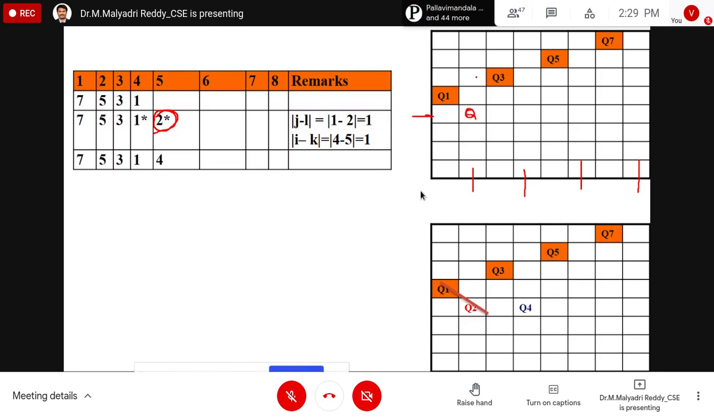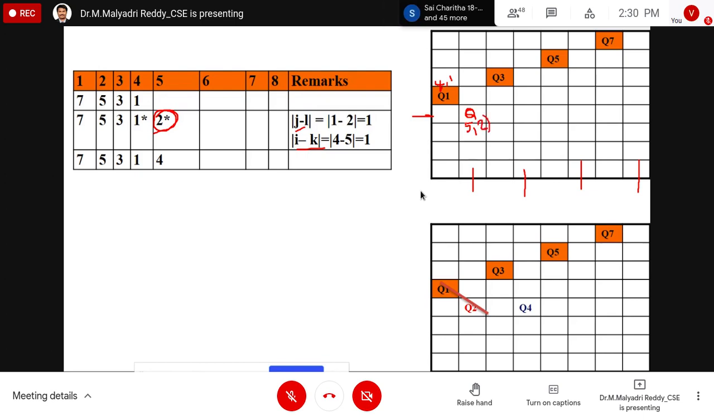Diagonal conflict from Q1. How can you say it is a diagonal conflict? From the pictorial point of view, you can easily identify, right? You identify by looking at the figure. But according to the formula, how will you identify? I have to substitute the values in j minus l, i minus k. So Q1 values are 4 comma 1, right? The queen being placed is 5 comma 2.